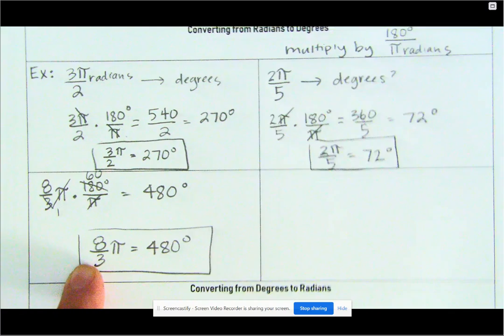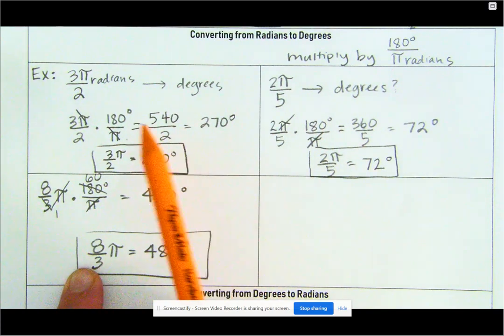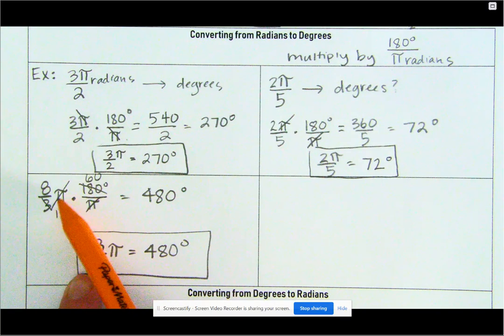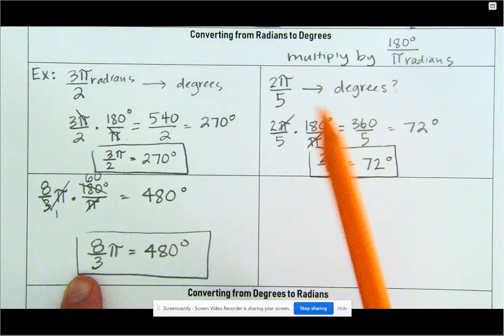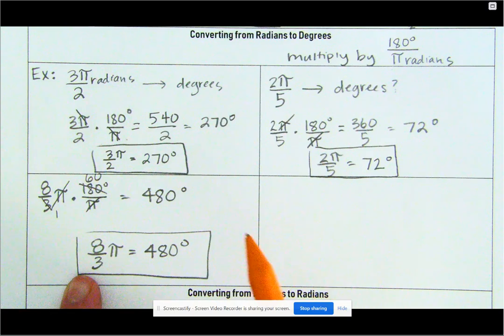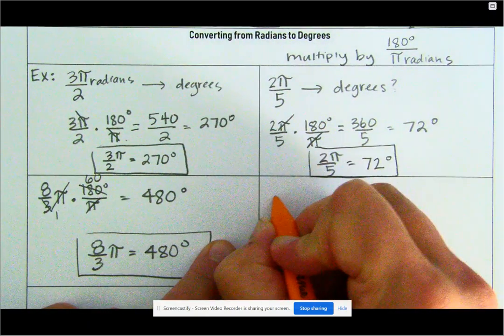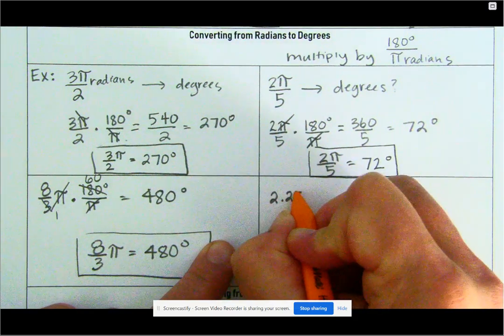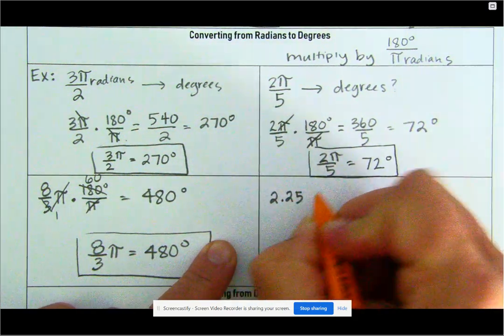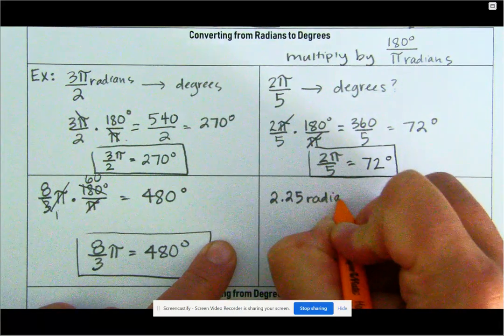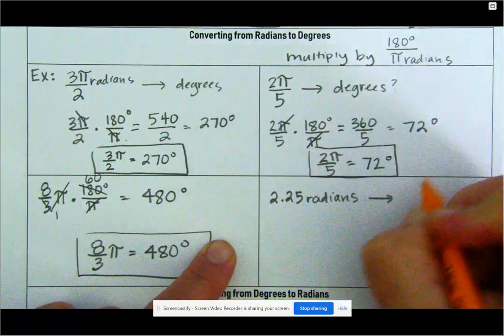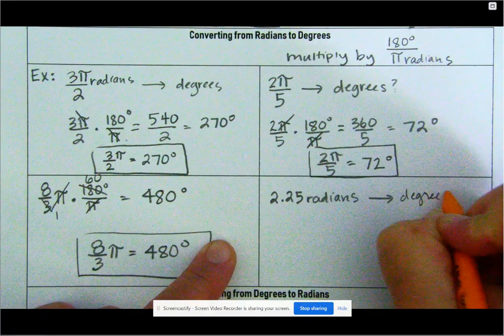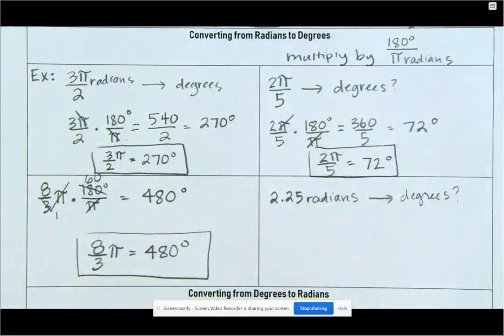Okay, last one is a little weird. In all these other examples, the radians have been expressed in terms of pi, right? Like, so pi wasn't multiplied out to keep it exact. Well, sometimes radians can be expressed as a decimal. So they already multiplied out pi. And of course they had to approximate, excuse me. But if they gave you something like, okay, I have 2.25, and they don't have pi, but they have the word radians. And they are asking, how many degrees is that? They didn't forget pi, they already multiplied it out.